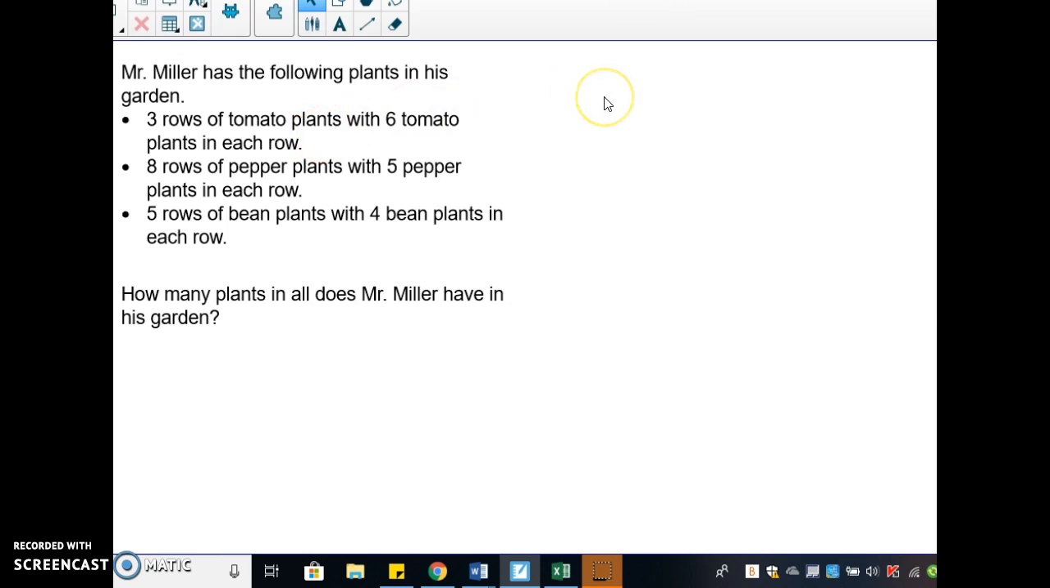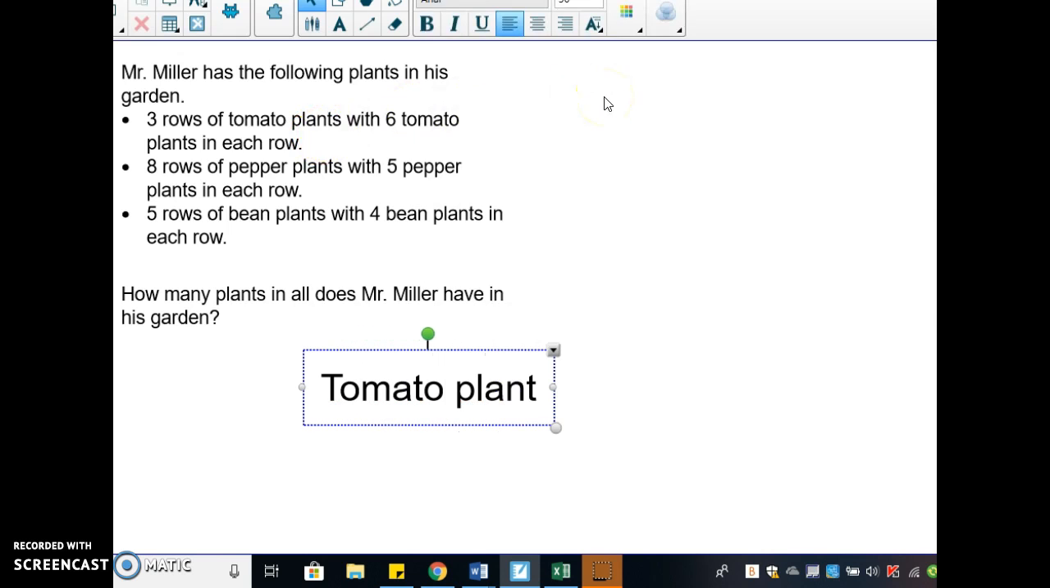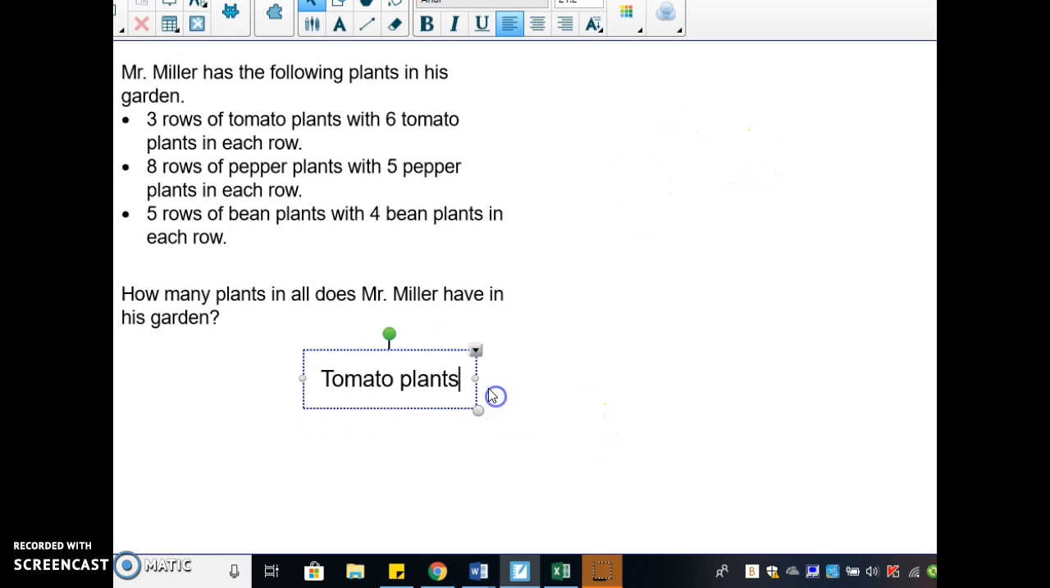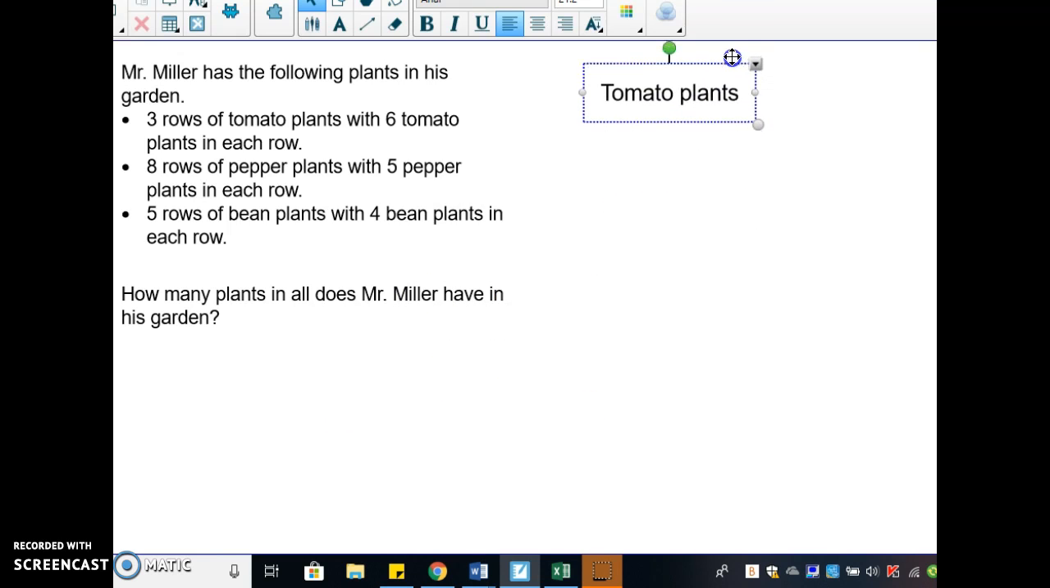So I'm going to start with the tomato plant. I'm going to label it tomato plants and make it a little bit smaller. I'm going to move it up here. I know Mr. Miller has 3 rows of tomato plants with 6 tomato plants in each row. So 3 equal groups of 6. 3 times 6 equals, I'm going to leave a space for that because I'm going to try to figure out what 3 times 6 is in a second.